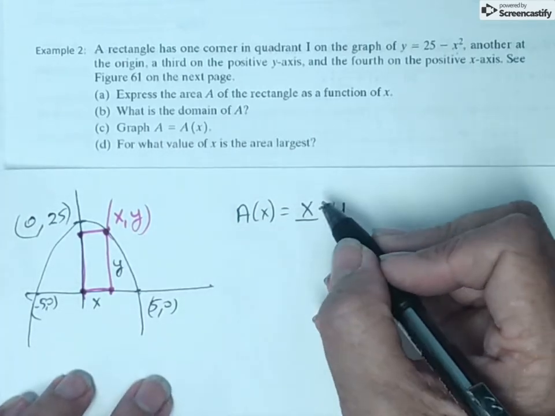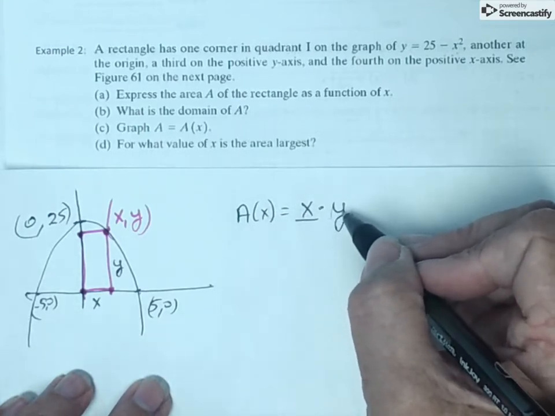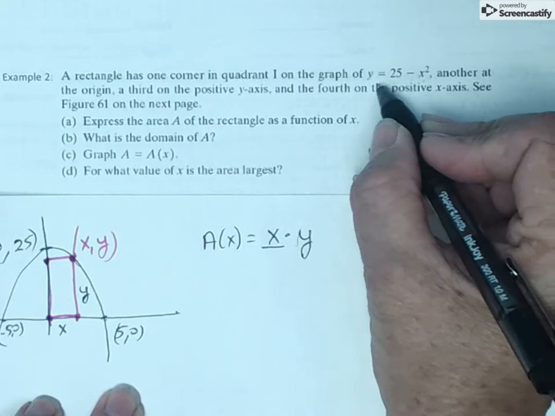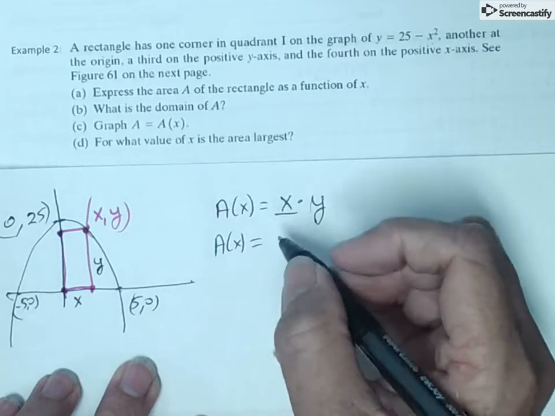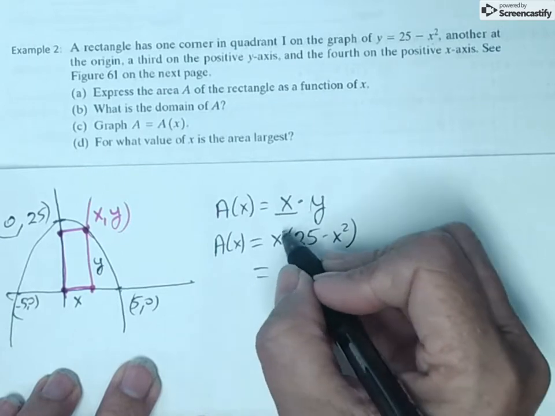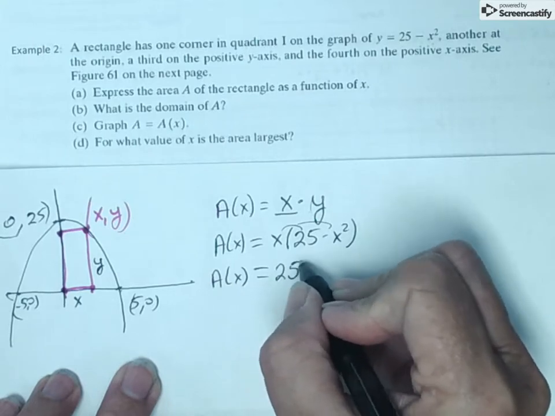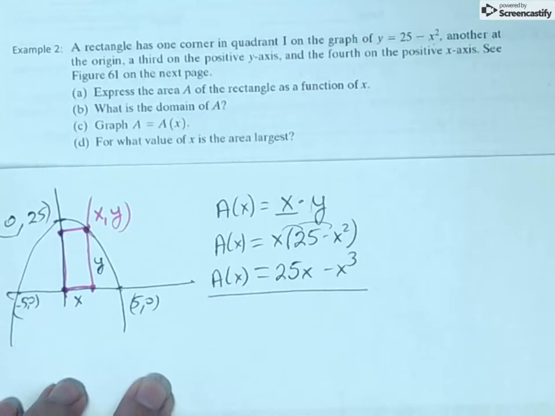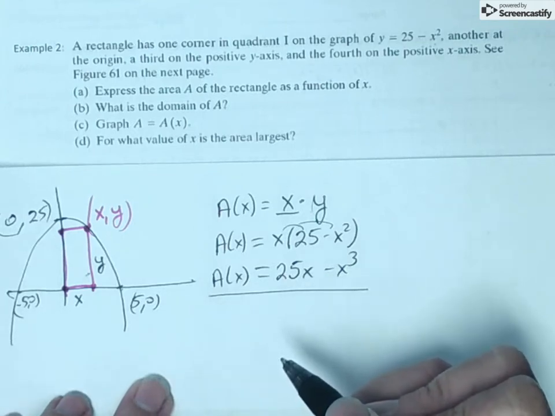And like example 1, if I want it as a function of x, I need to get this y out of here. I need to replace it with an x, or some expression with an x. We know from the problem that y equals 25 minus x squared, so I'm just going to replace that. So area as a function of x is x times 25 minus x squared. And let's go ahead and distribute that. So we have A of x equals 25x minus x cubed. That is the answer to part A. We've now got the area of this rectangle expressed in terms of x.